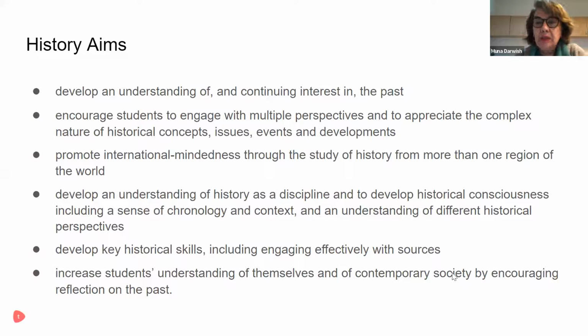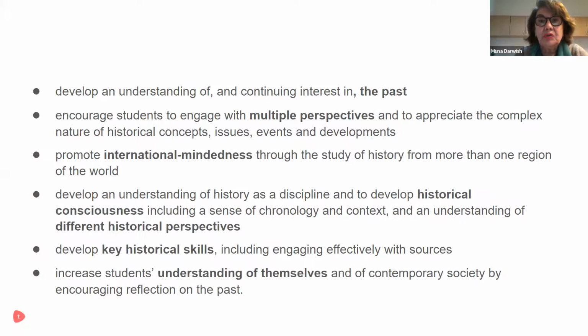I will now share with you the other slide that highlights the important words or phrases in every one. The first one highlighted the past. The second one is multiple perspectives. The third one is international mindedness. And then the fourth one, we have historical consciousness, different historical perspectives. The fifth one is key historical skills, and the sixth one is understanding of themselves.